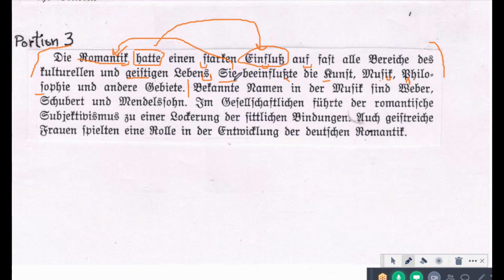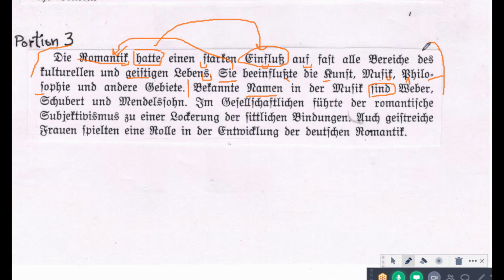Good. Okay, going on. Bekannte Namen in der Musik sind Weber, Schubert und Mendelssohn. Your verb is? Sind. And subject is? Namen. Good. This is and Weber and Schubert. These are all predicate nouns. So known, well-known names. Pretty straightforward. You want to do that one? Sure. Well-known names in music are Weber, Schubert, and Mendelssohn.